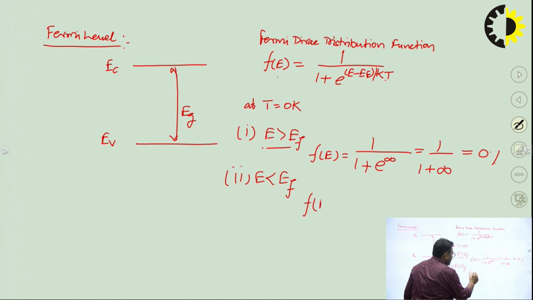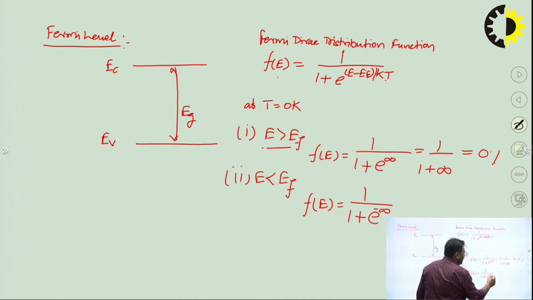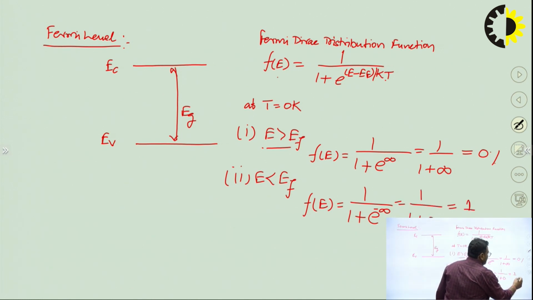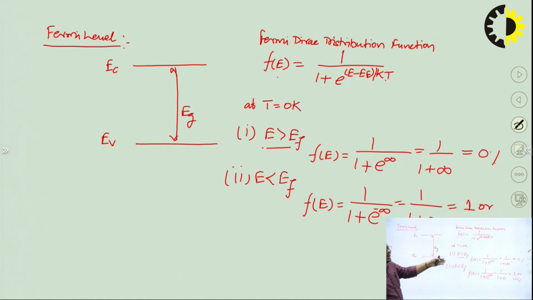Again, F(E) is equal to 1 upon 1 plus e to the power minus infinity, since E is less than EF, and e to the power minus infinity is equal to 0. So 1 upon 1 plus 0 is equal to 1, or 100% probability. There is a 100% chance that any electron at 0 Kelvin will have energy lower than the Fermi energy. So the Fermi level is just the probability by which we can find the existence of an electron. In different types of semiconductors, like intrinsic, n-type, or p-type, the Fermi levels lie at different positions. If we discuss one by one, the first case we can take is the intrinsic semiconductor.